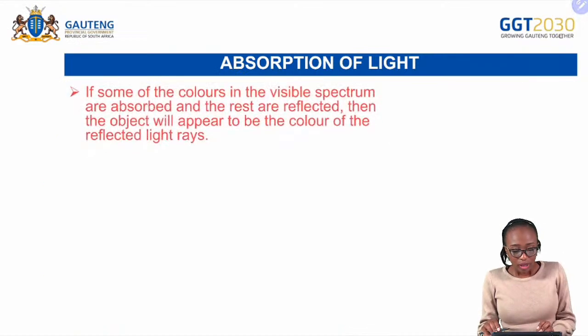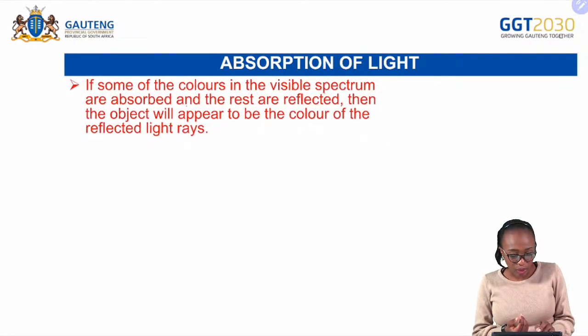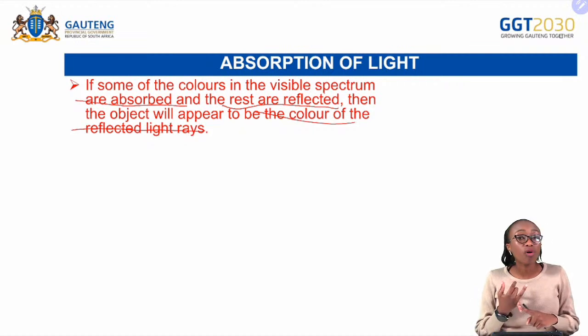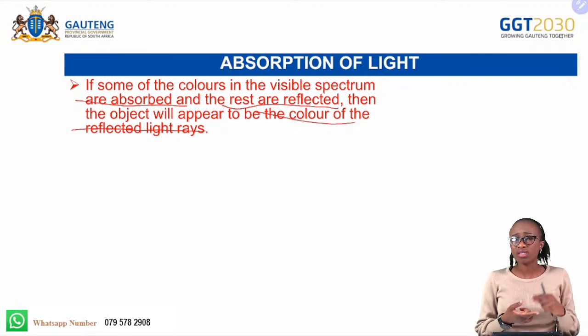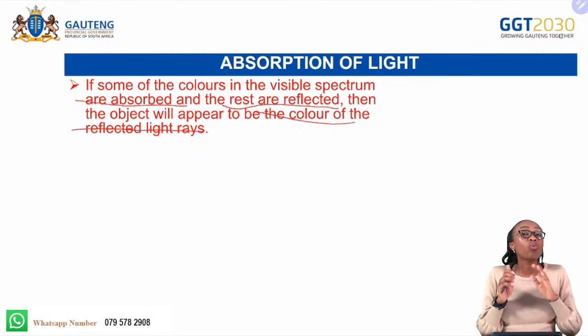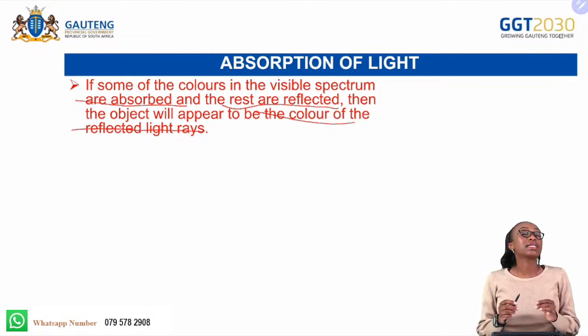Now, if some of the colors in the visible light spectrum are absorbed and the rest are reflected, then the object will appear to be the color of the reflected light rays. Think of this, the color of your shoes. Are you wearing pink shoes, green shoes, yellow shoes? The color of a car, there are different kinds of colors of the cars. We've got yellow, red, orange cars, violet cars, indigo cars. So the color that you are seeing, the color that is appearing, is actually the color of the visible spectrum that is being reflected. The ones you are not seeing are the ones that are being absorbed.